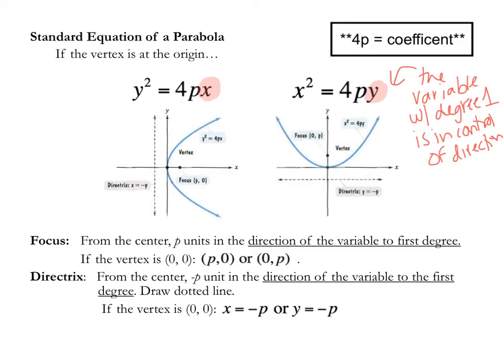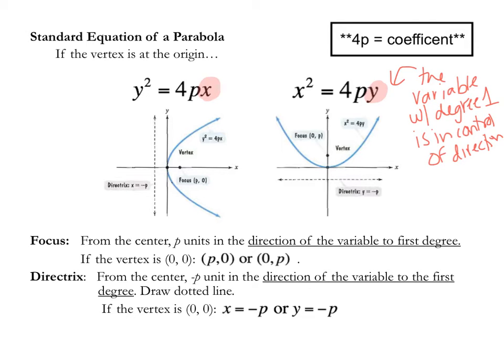If you look at the first picture, it tells us that the x is to the first degree, and if you notice, this is facing horizontally. It's facing in the x direction, versus the second equation has y as the first degree, and that means that this parabola is facing up and down. It's facing vertically, it's facing in the y direction.